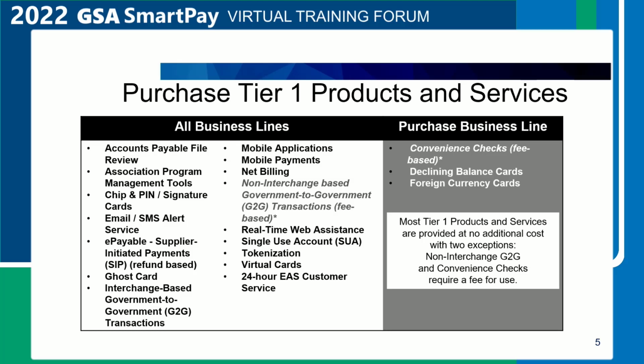The only exceptions are 2 items shown in italics: the non-interchange based government-to-government transactions, and convenience checks. These do come at a fee to the government. The products and services available to your agency under GSA SmartPay 3 will be communicated by your Level 1 AOPC, agency organization program coordinator. Fees for the two CLINs annotated here are established in your specific agency task order, referencing the government-to-government and the convenience checks. As the industry evolves, so does the program, and so do the products and services offered.